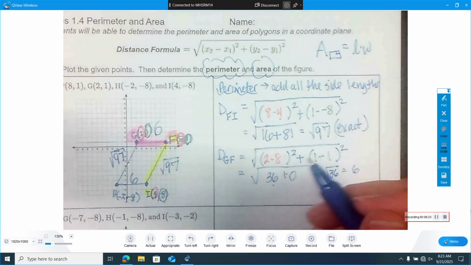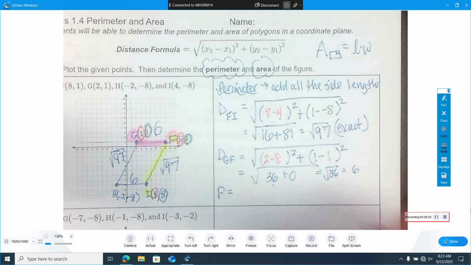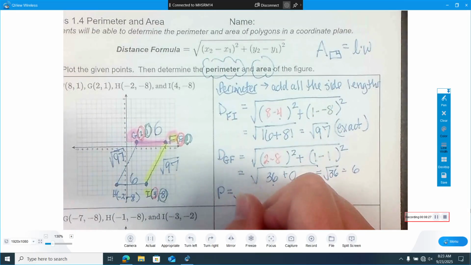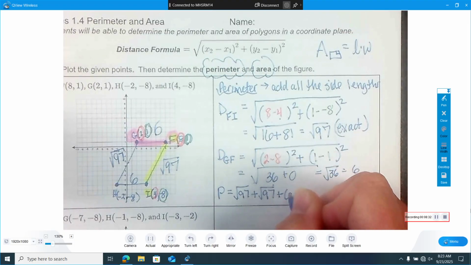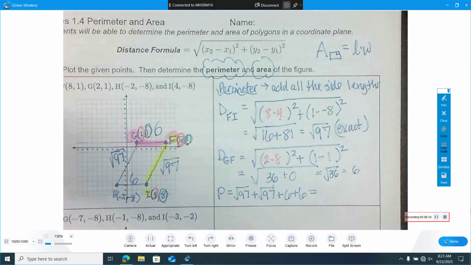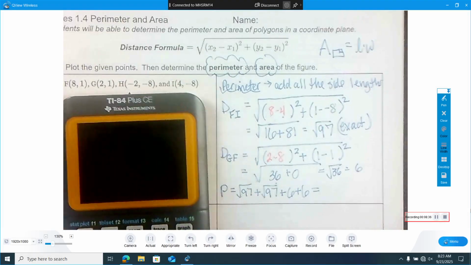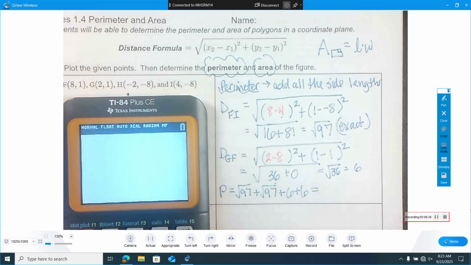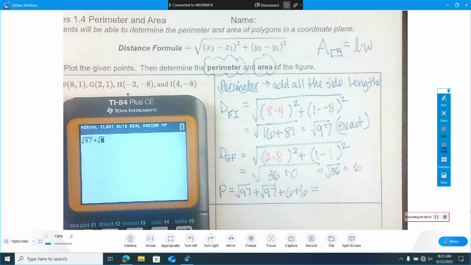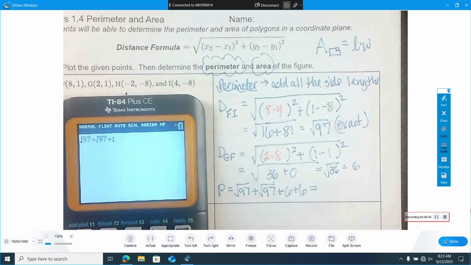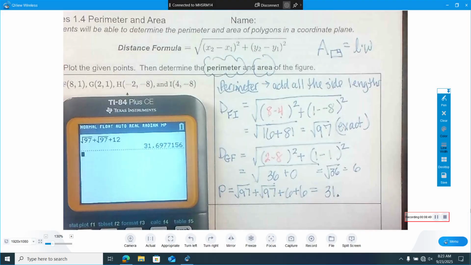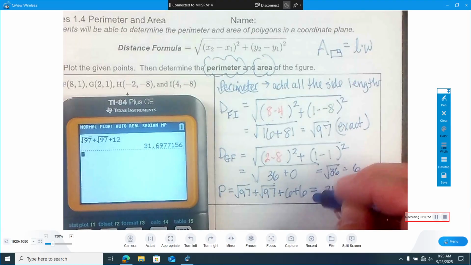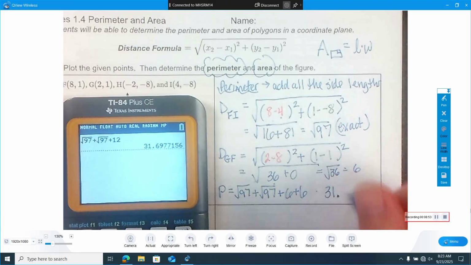Okay, so if I want the perimeter, then the perimeter is going to be radical 97 plus radical 97 plus 6 plus 6. And then I get to use my calculator, and I'm going to get a perfect answer. So in my calculator, I'm going to type in radical 97 plus radical 97 plus 12. And I get 31 point, if we round to the 10th place, what's that going to be? 7.